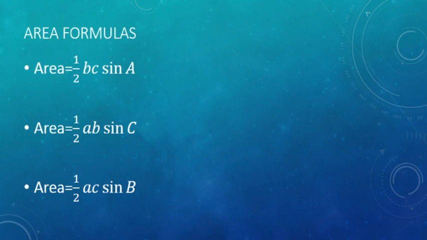These area formulas are on your reference sheet, so just so you can see them for reference, you're going to be doing 1/2 times two of the sides, and then it's going to be sine of the angle in between those sides. So it's going to be all three letters getting used no matter which of the formulas you're utilizing.